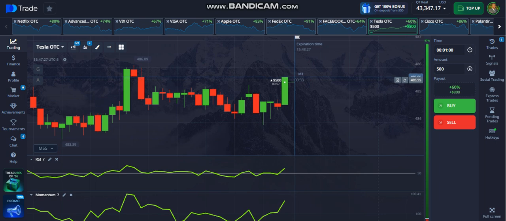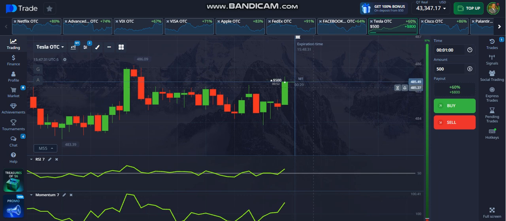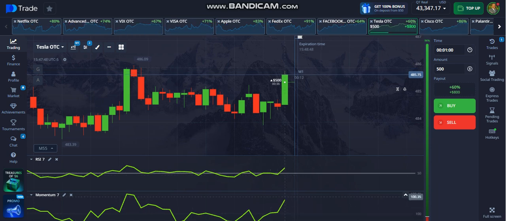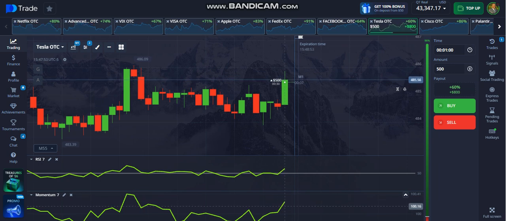Okay, so I'm on Tesla right now, and I just took a buy trade. And the reason why I took the buy trade here is, if you look at the RSI indicator here, it just crossed over the 50 line, this line here. And in addition to that, the momentum indicator is showing a strong positive slope in the up direction. So I went ahead and took the buy trade for 60 seconds. So let's monitor this trade and wait for the expiry.